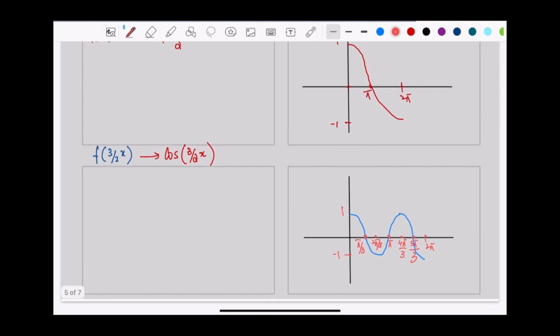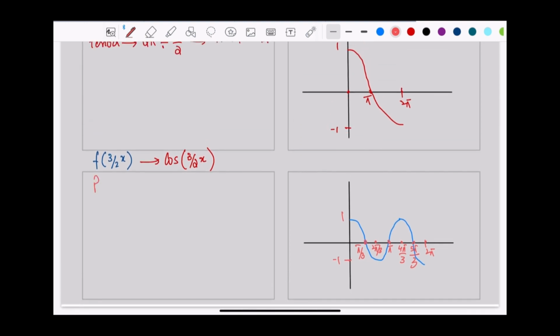One more thing. If I ask you for the period of this wave, and it's going to be 3 over 2, it's going to be 2 pi divided by 3 over 2, which gives you 2 pi times 2 over 3, which equals 4 pi over 3. This is the period of one wave.